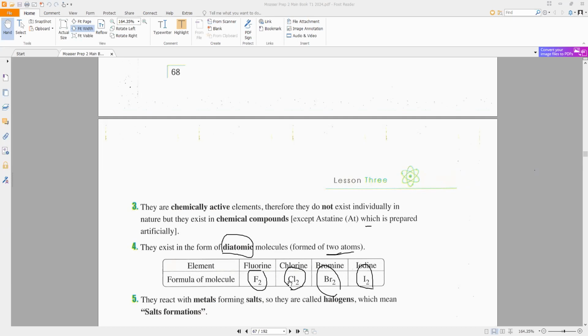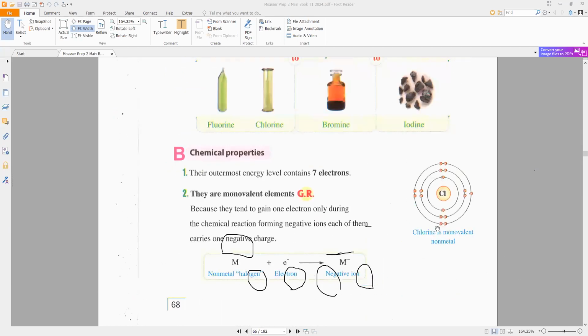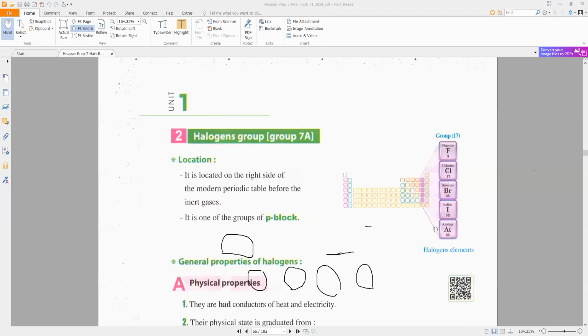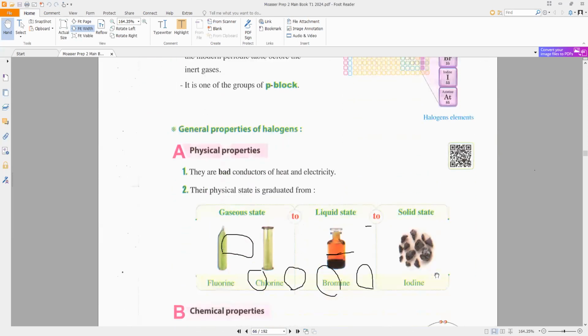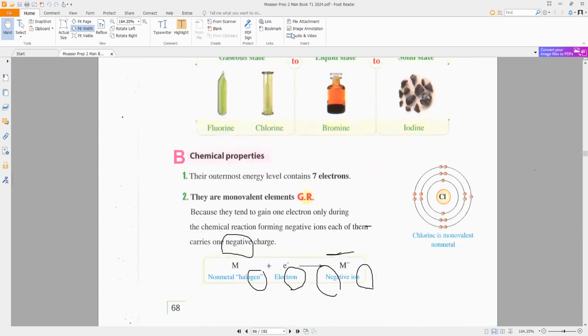They have activity like alkali metals, but alkali metal is the most active element in the whole modern periodic table. All the halogens are diatomic, except astatine, because astatine is artificially prepared. Fluorine, chlorine, bromine and iodine are found naturally, found in nature. But astatine is the only halogen that is prepared artificially. Scientists prepared it, it is not found in nature.